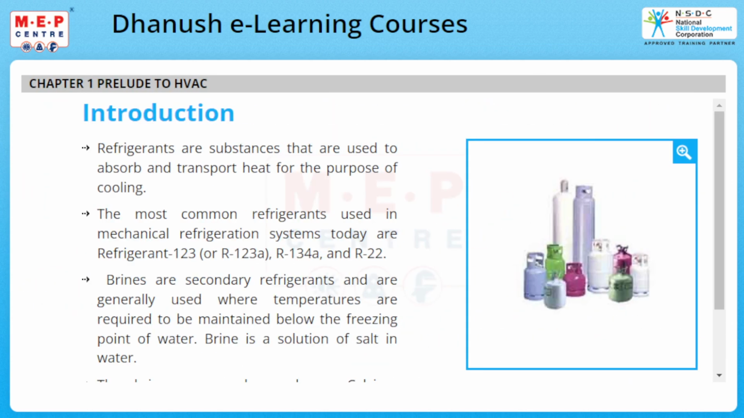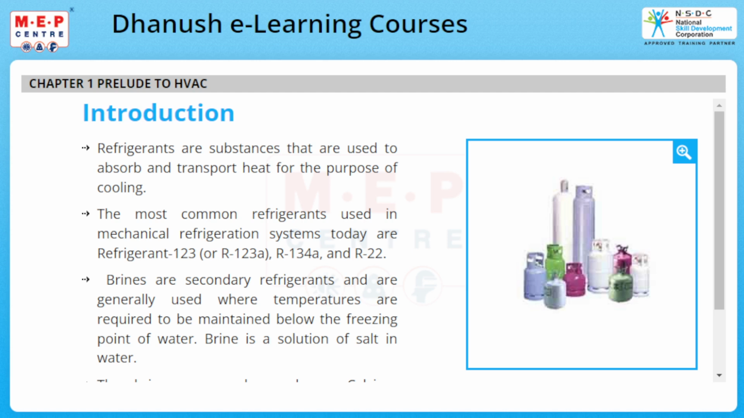Refrigerants are substances that are used to absorb and transport heat for the purpose of cooling. The most common refrigerants used in mechanical refrigeration systems today are refrigerant 123 or 123A, R134A, and R22.